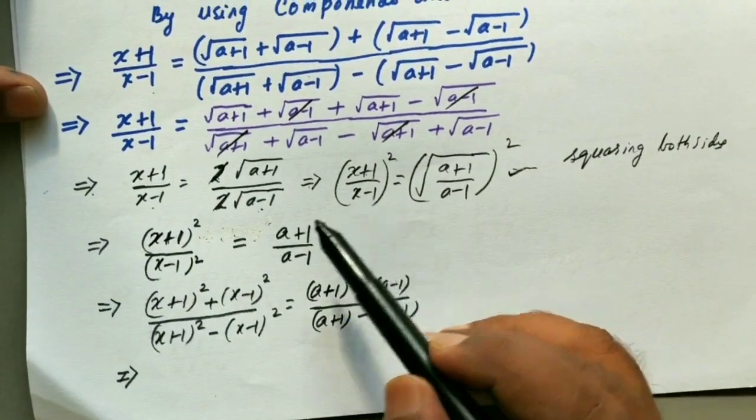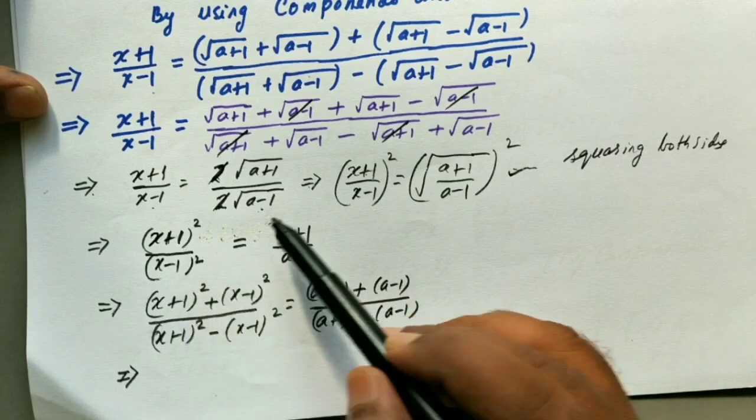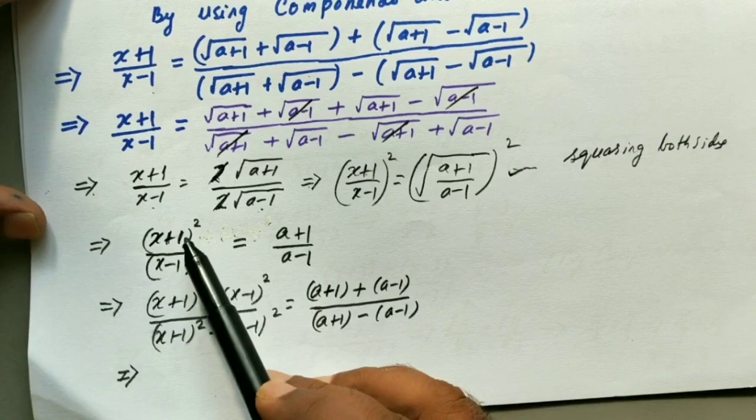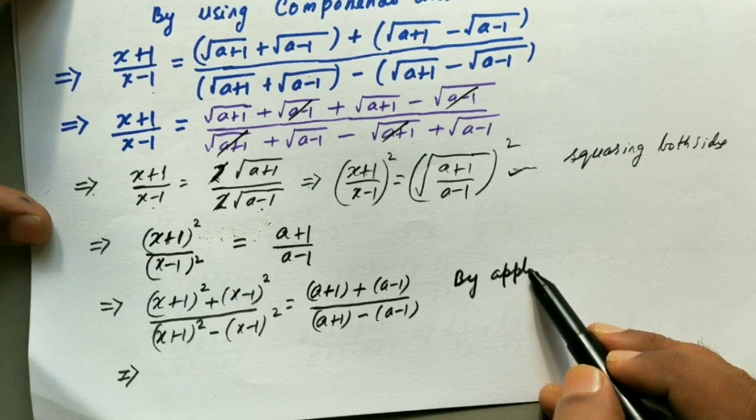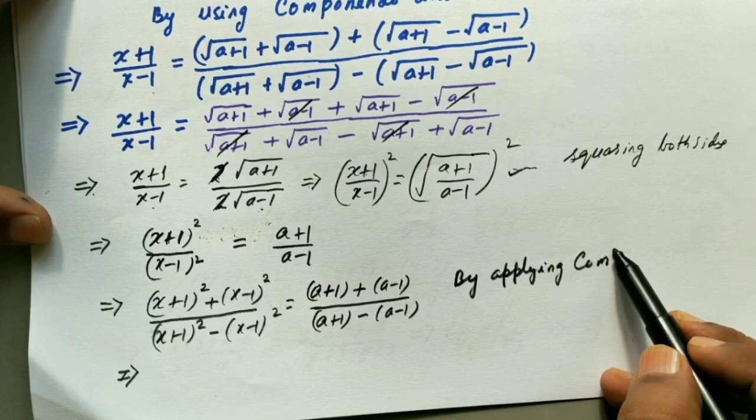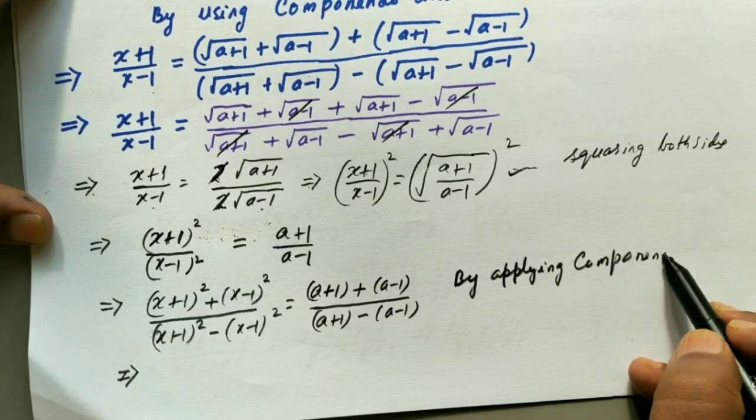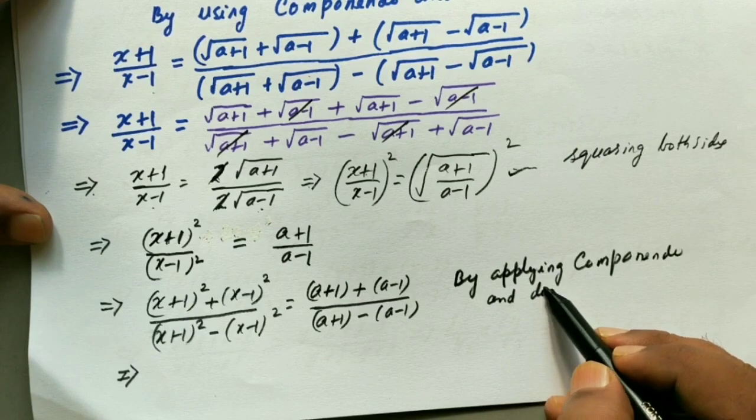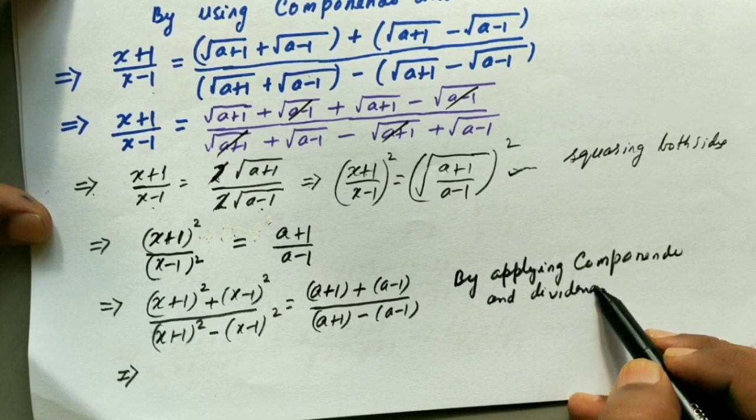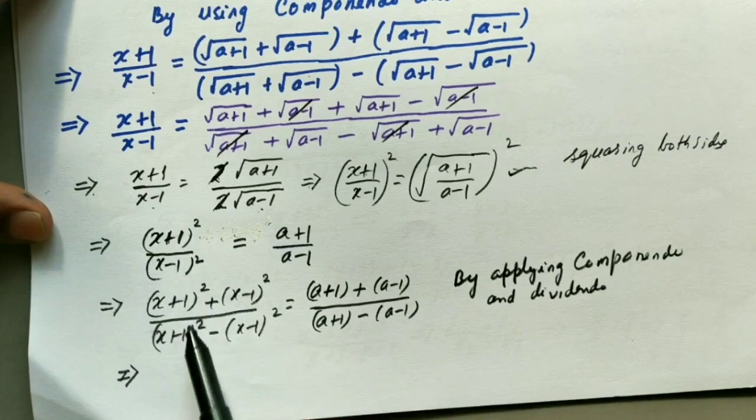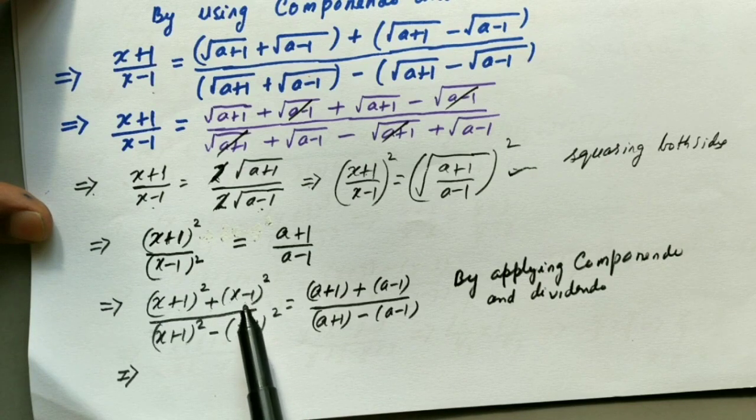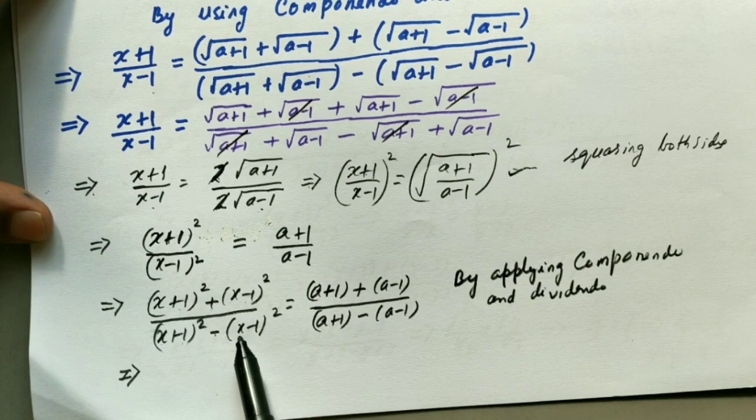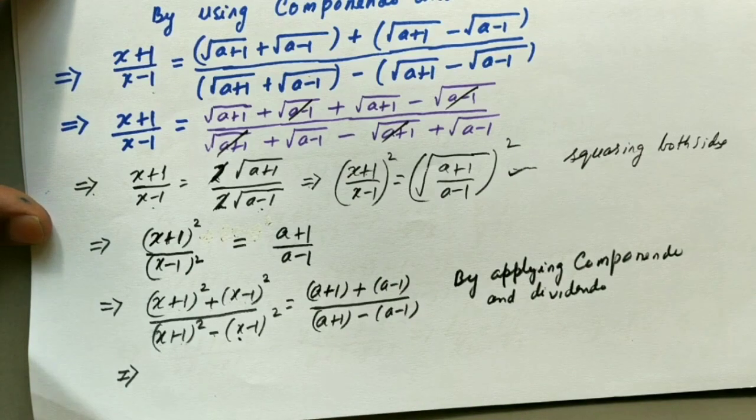Now, next is very important. I copy this one here. This becomes a plus 1 by a minus 1. Numerator again componendo dividendo, applying componendo and dividendo. I get this. We know the formula a plus b whole square plus a minus b whole square is 2 into a square plus b square. 9th standard you have studied it. And a plus b whole square minus a minus b whole square is 4ab. You have studied this. So I'll continue in the next page.